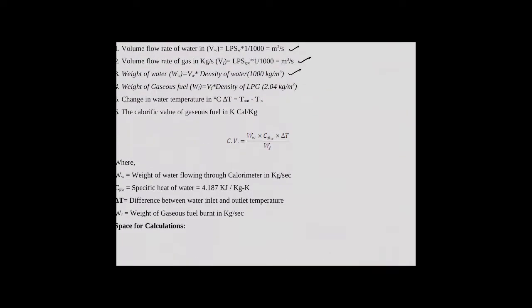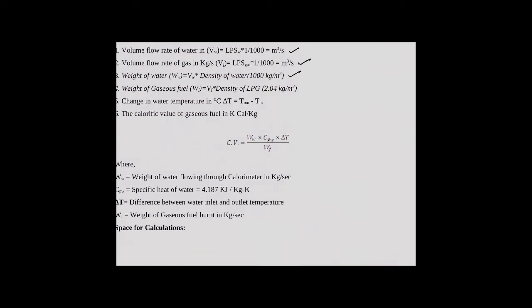Now for the gas, the density of the LP gas varies from 2.01 kg per meter cube at 0 degrees Celsius to 2.04 at around 10 or 20 degrees Celsius. So that's why I'm going to take the higher value. This I've taken from one of the tables. So I'm going to take 2.04 kg per meter cube as the density of the liquid petroleum gas.